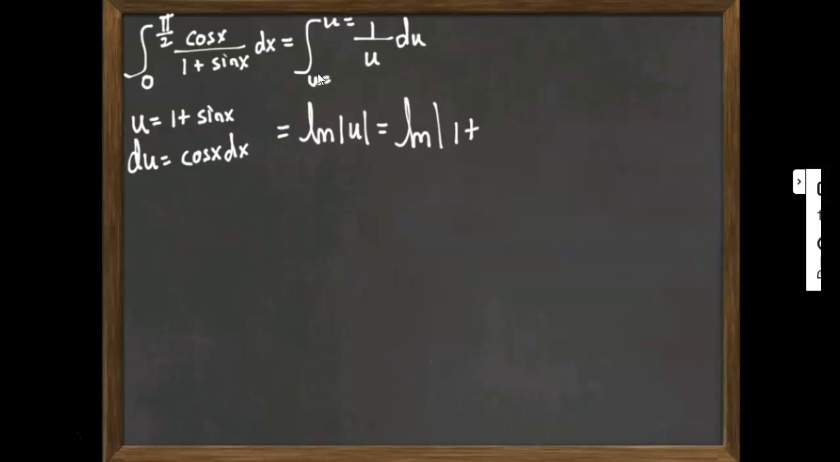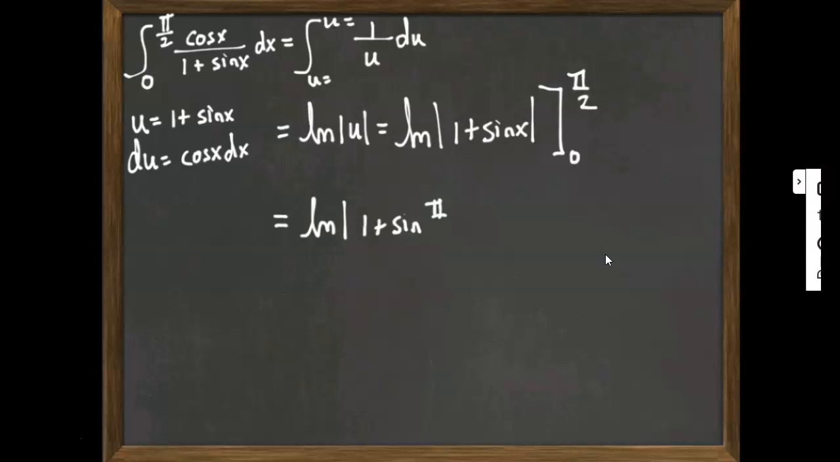Integral of 1 over u is just natural log absolute value. And then I can replace u with what it is, which is 1 plus sine. So I get ln absolute value of 1 plus sine of x. And now I go back to my original limits, which involved x, which was 0 to pi over 2. So now we just plug that in.